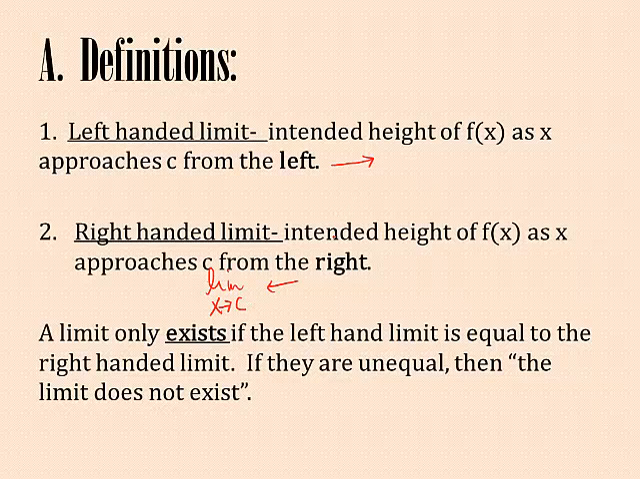It'll make more sense as you see a graph, but know that there's a left and right-hand limit. And a limit for the whole function only exists if the left-hand limit is equal to the right-handed limit. If they're unequal, then you say the limit does not exist, which you've seen before. They'll notate it as the limit as x approaches c. If it's a negative, that's from the left. And if it's from the right, x approaches c is whatever number from the right. That's the way it will be notated on your assignment.